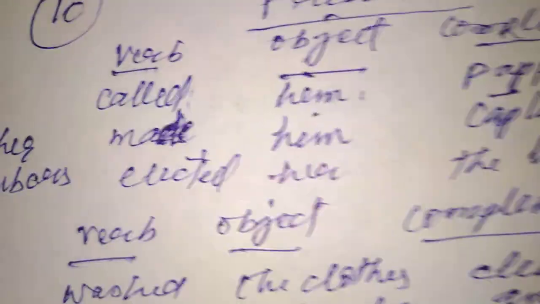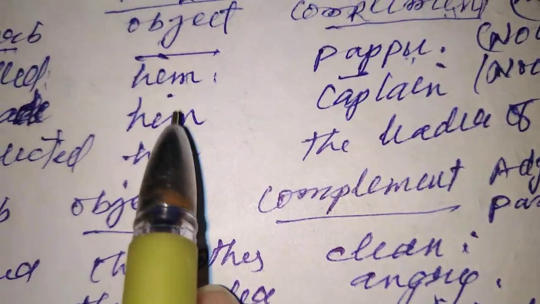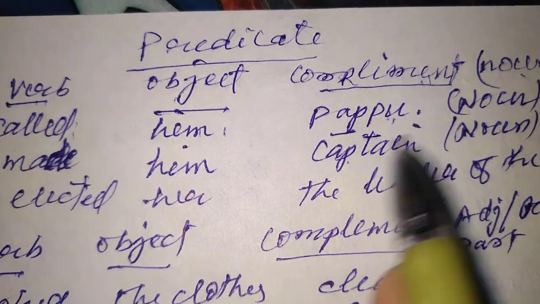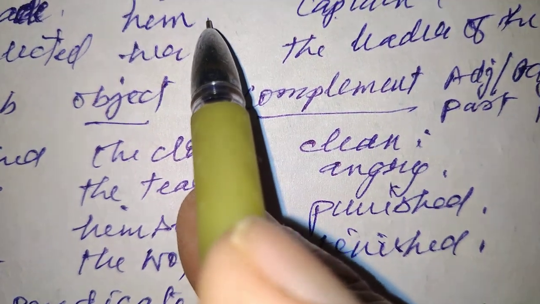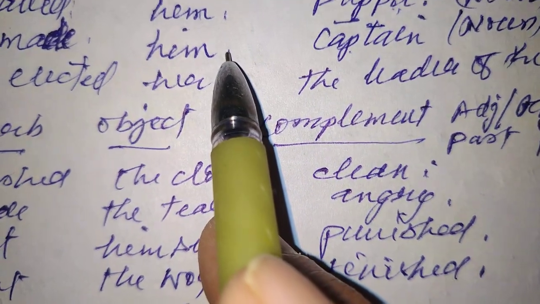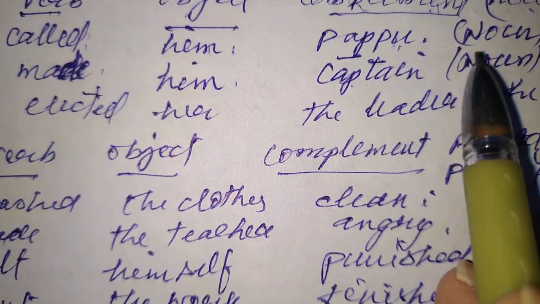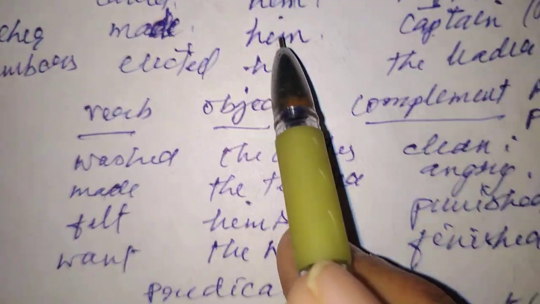Further, the teacher made him captain. Captain is a noun, so this will be a noun phrase. The teacher is a subject, made is a verb, him is an object, that could be an indirect object. Captain is a noun phrase. Captain is the complement given to him, about whom we are talking in this sentence.